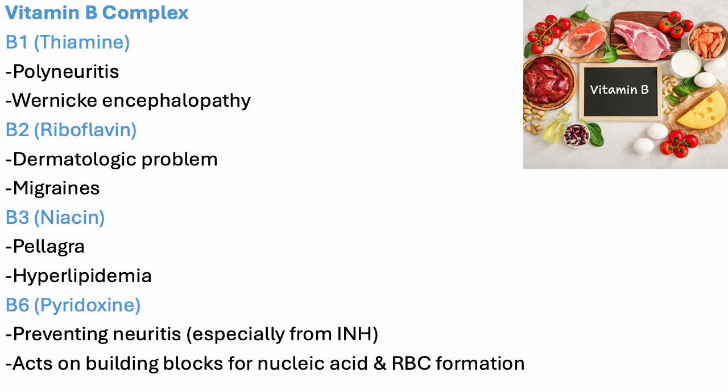B2 riboflavin is associated with dermatologic problems like cracked lips as well as migraines. B3 is niacin. This is related to pellagra, which is dermatitis, diarrhea, and dementia. And then it's also linked to hyperlipidemia. B6 is pyridoxine, and it's involved in preventing neuritis, which is inflamed nerves, especially from INH use. And it also acts on building blocks for nucleic acid in red blood cell formation.